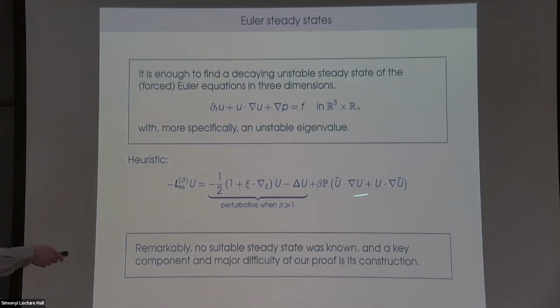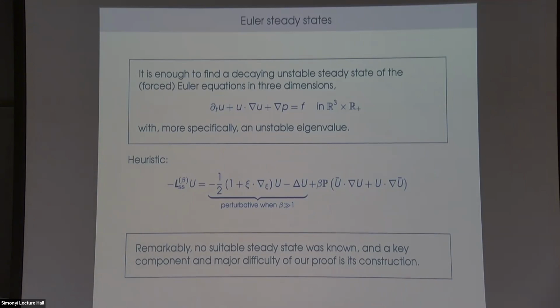And when you increase beta, this term seems to dominate, and these parts seem negligible. So you can convince yourself that maybe you can treat this as perturbative. You can make this heuristic rigorous. That's what we do in the paper: reduce the problem to understanding unstable steady states of 3D Euler.